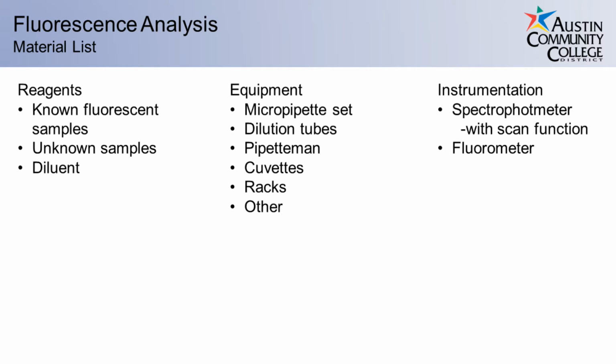The material list includes your known and unknown samples, as well as any other equipment and reagents required in their preparation. A spectrophotometer with absorption scanning capabilities and a fluorometer will be your instruments.